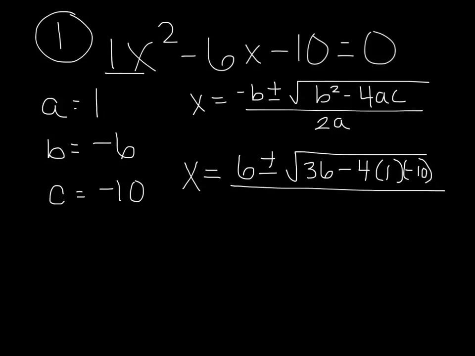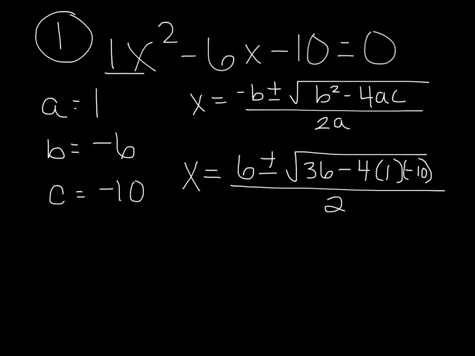All over 2 times a, so again, I like to do that part in my head too, so 2 times 1 would give you 2. So all I did there was plug in my values. Now from this point, it's all calculator work. Okay, so you're going to put this part right here into your calculator. 36 minus 4 times 1 times negative 10. And plug it in exactly how it looks. So you're plugging in, without the square root, 36 minus 4 parentheses 1 parentheses parentheses negative 10 parentheses.